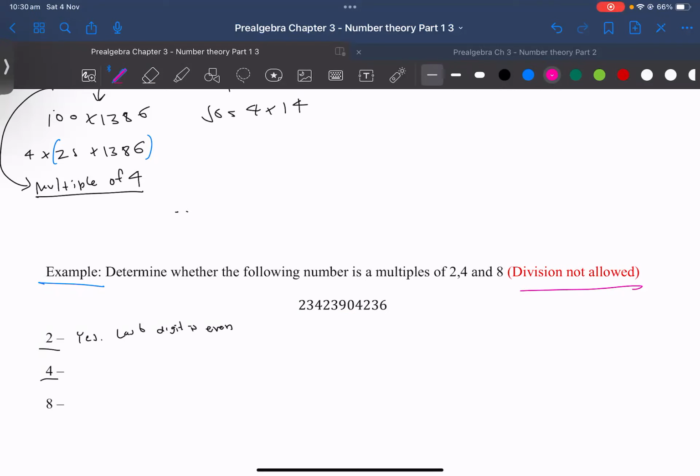Sorry? What do you check for if it's divisible by 4? You check the last 2 digits, right? It's 36. Is 36 divisible by 4?